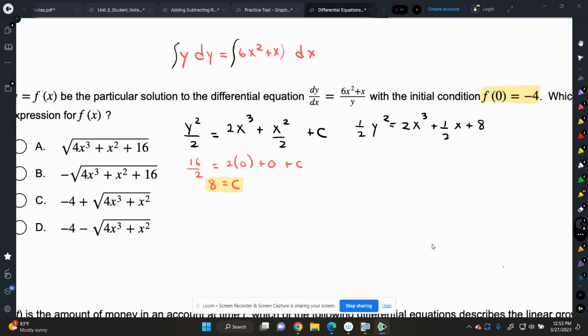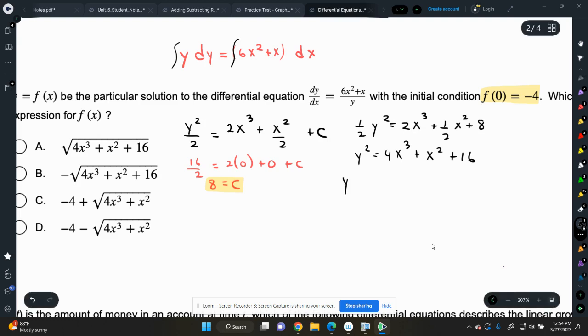Trying to solve for y, so we'll multiply by 2. So we get y squared equals 4x to the third plus, whoops, I forgot my squared, plus x squared plus 16. Let me make sure, because I made a mistake there, and make sure everything's okay. Okay, so now I take the square root. So y equals plus or minus the square root of 4x to the third plus x squared plus 16.